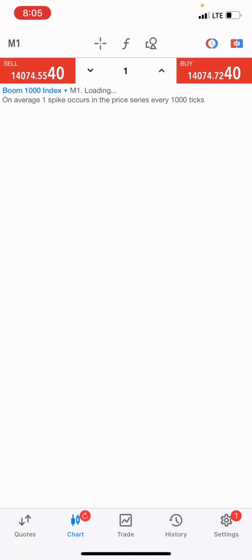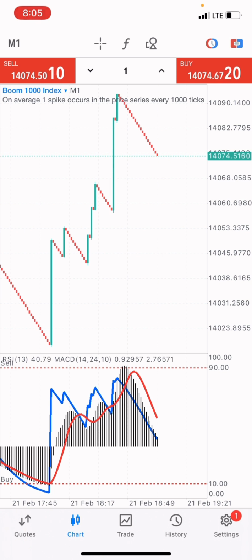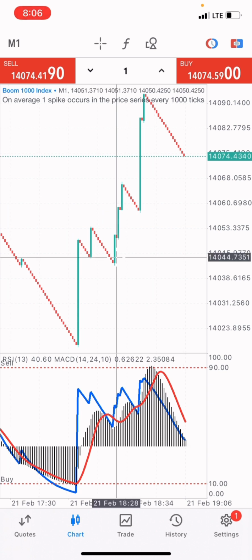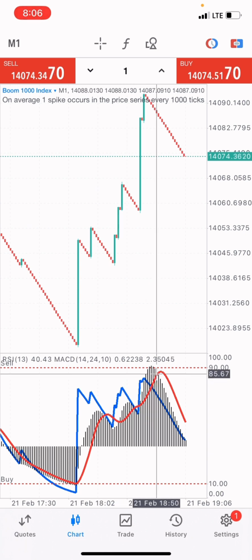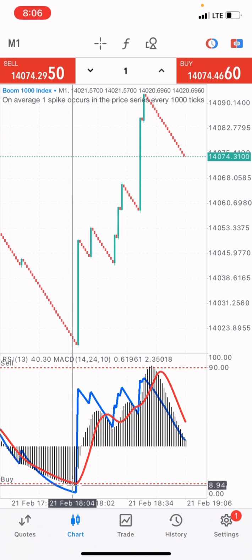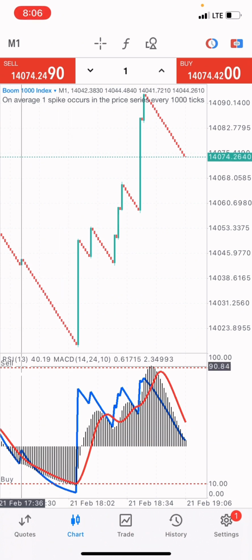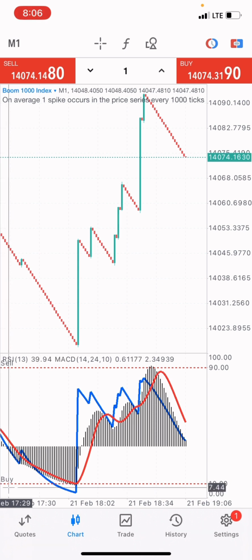All right, the Boom 1000 index market, perfect. We're using the same setup and the same parameters for the Boom 1000 index, just as we are seeing right here. For the Boom 1000, when price gets to this point, the market is going to sell, and when price gets to this point, the market is going to buy. So you see how accurate it is. This is the sell, this is the buy. So we're not changing any description for this.